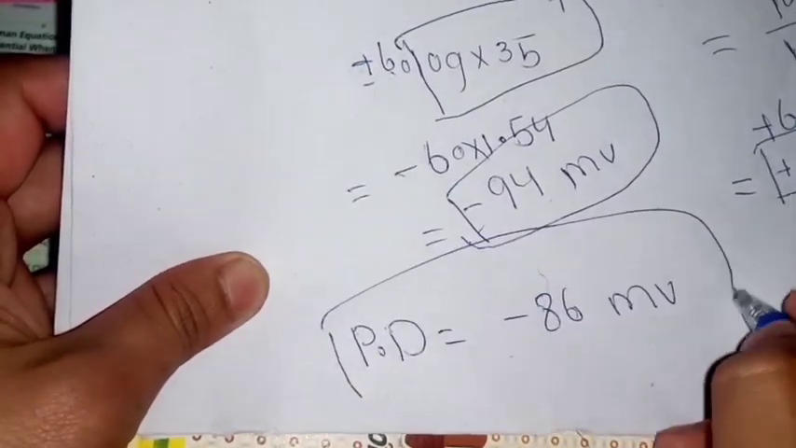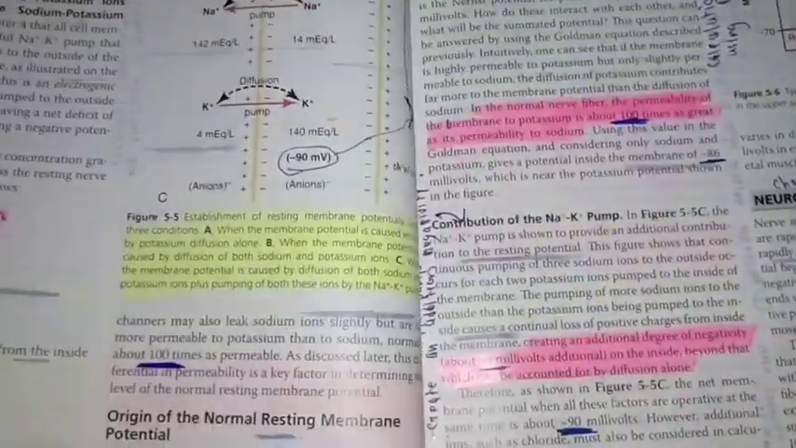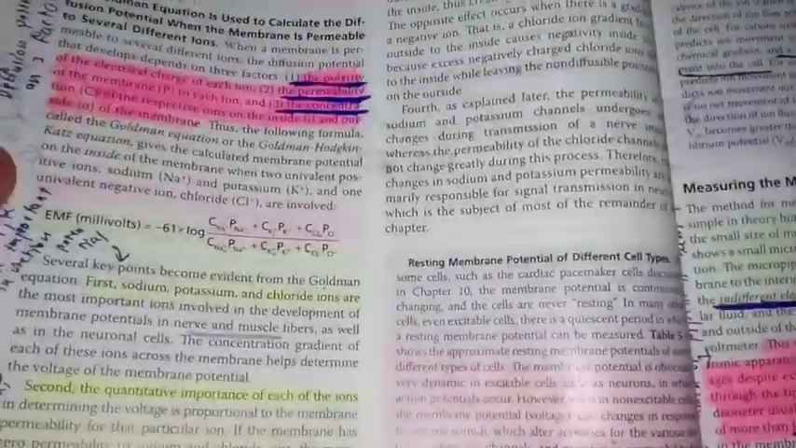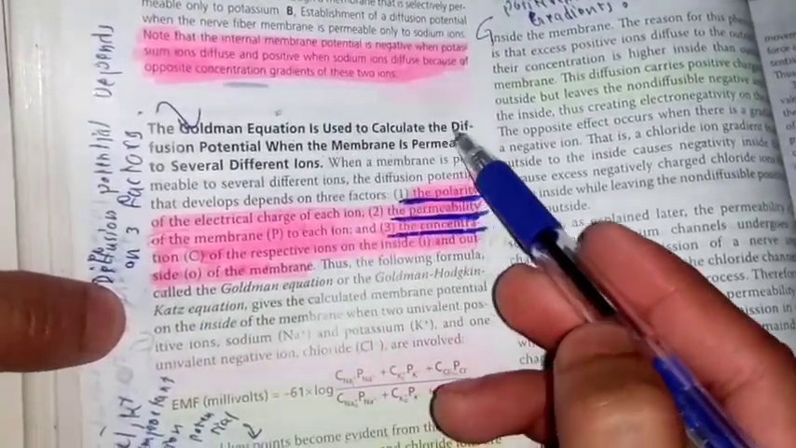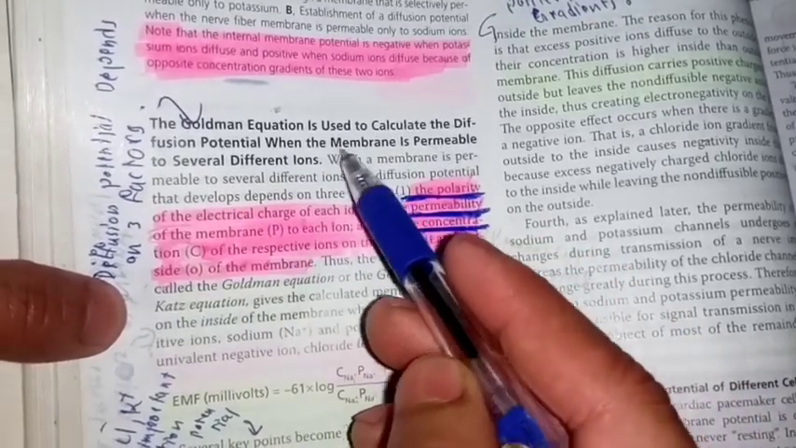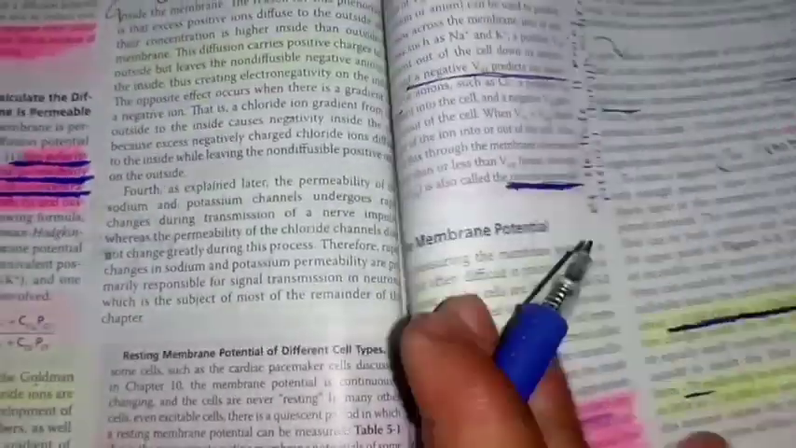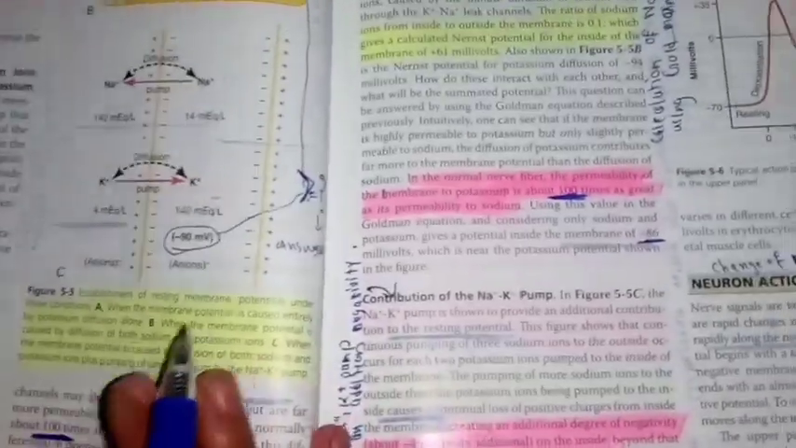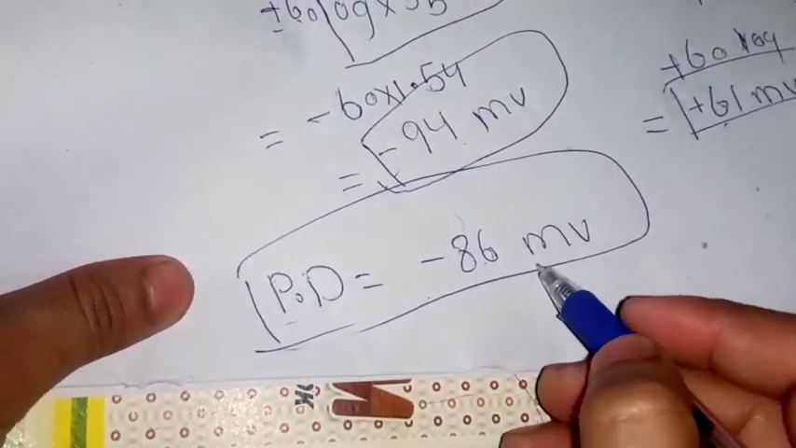How does it come? For example, take a look at this: the Goldman equation is used to calculate the diffusion potential when the membrane is permeable to several different ions. So if a particular membrane is permeable to several different ions, we will use the Goldman equation, and with the help of this Goldman equation we can calculate the potential difference of minus 86 millivolts.